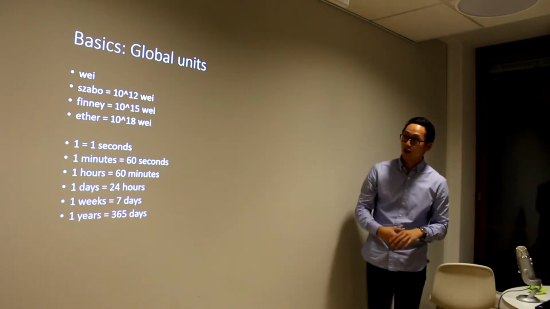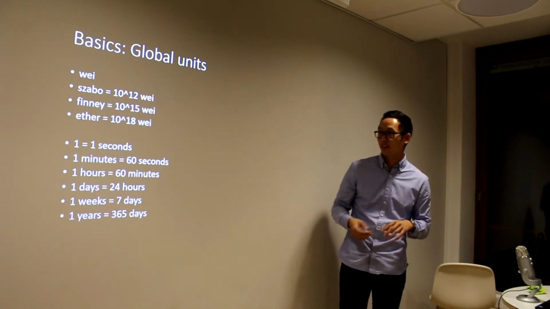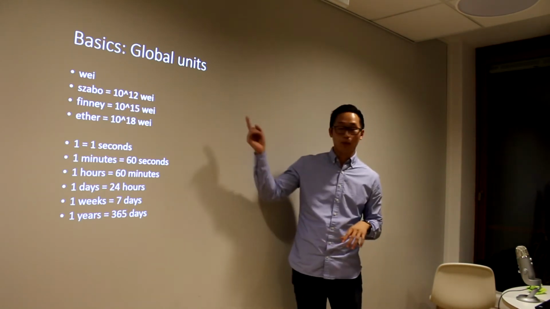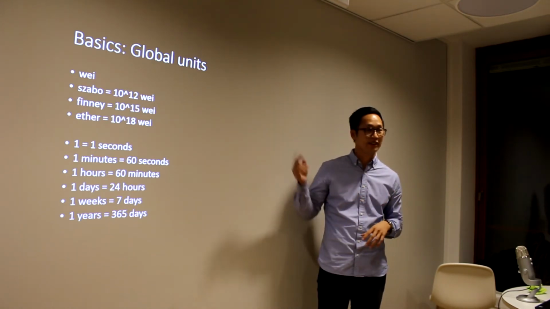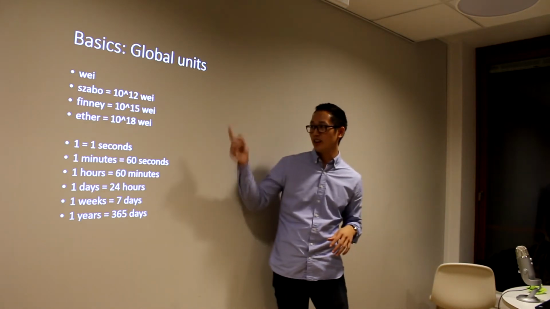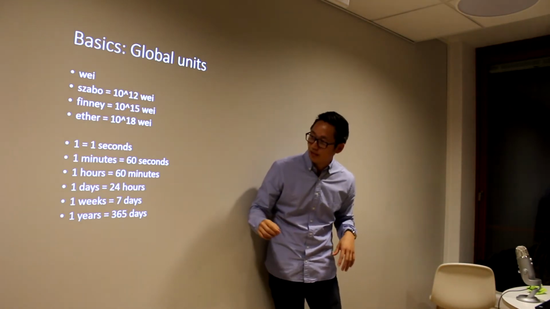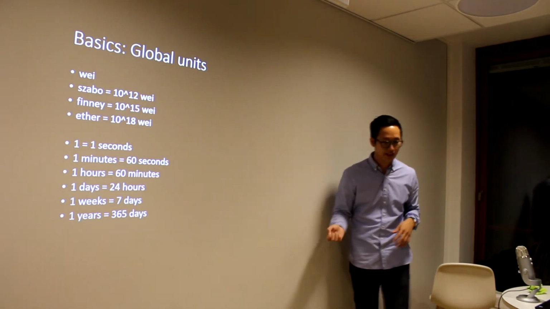So these are the global units you can use on Ethereum. There are more, but these are the most common ones. Wei, the smallest unit, and 1 ether is 10 to the power of 18 Wei. And then you have Finney, Szabo, and you have some time units: seconds, minutes, hours, days, weeks, and years.